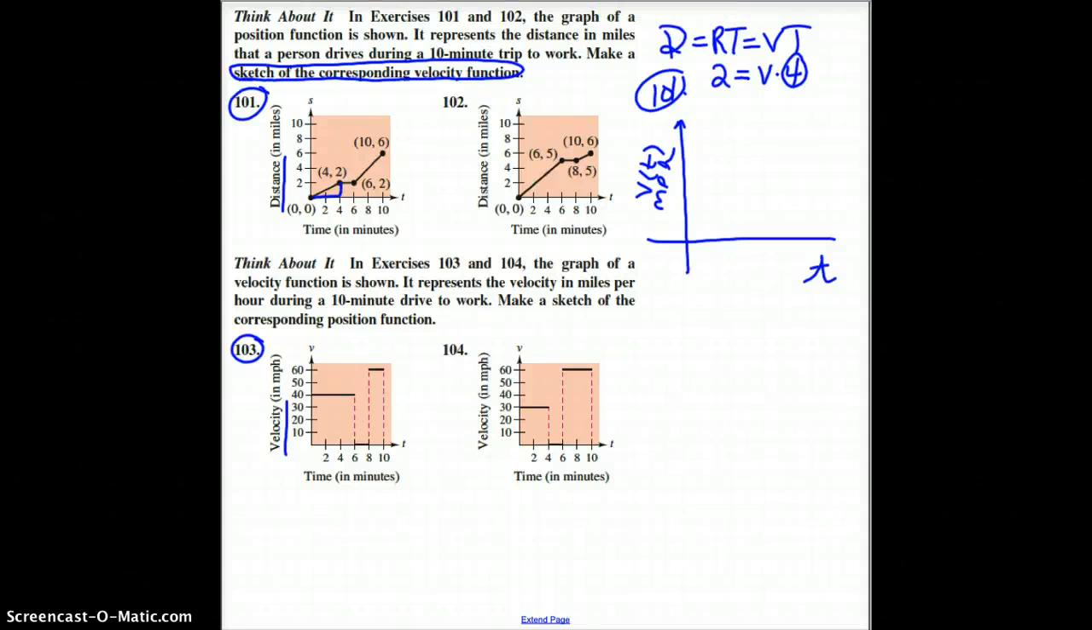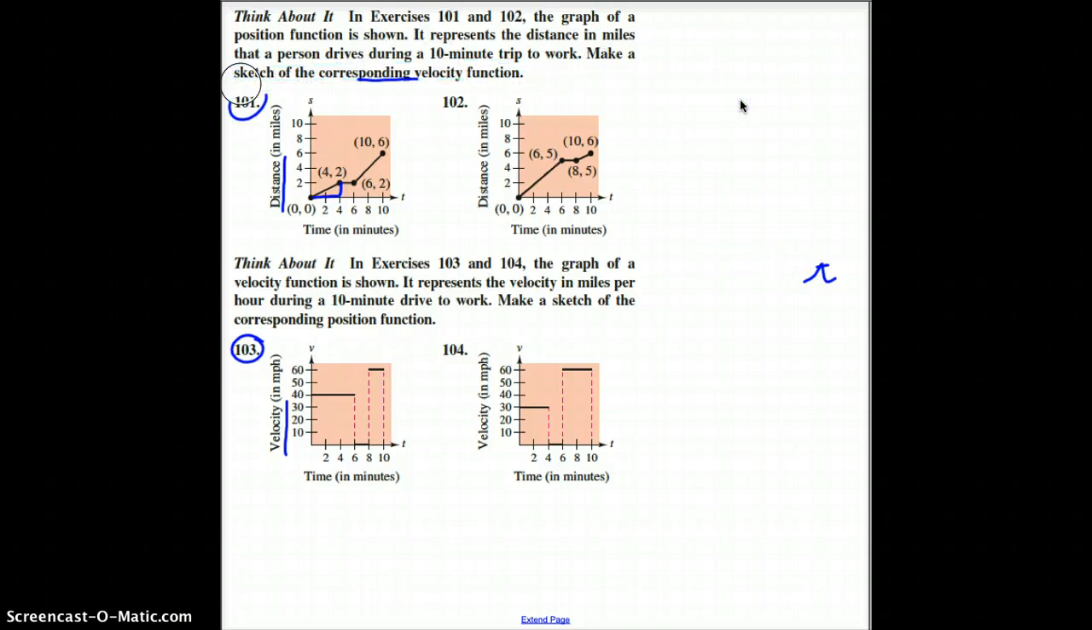I'm going to help you with number 101 here and 102. I'm just going to get some of this writing off of here for you. So you're supposed to be sketching in number 101 the velocity graph. And so we've got time.